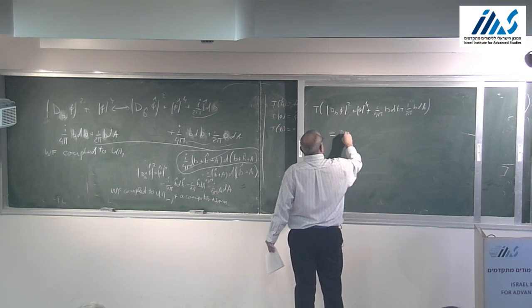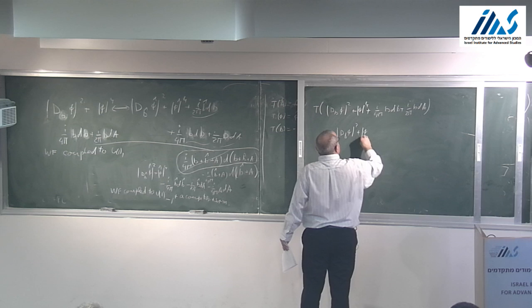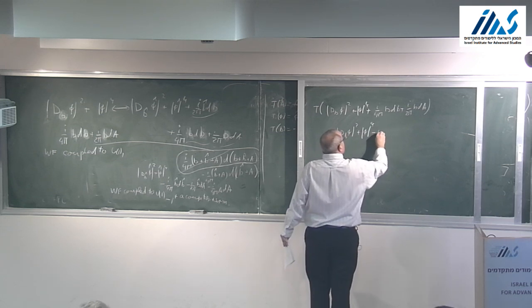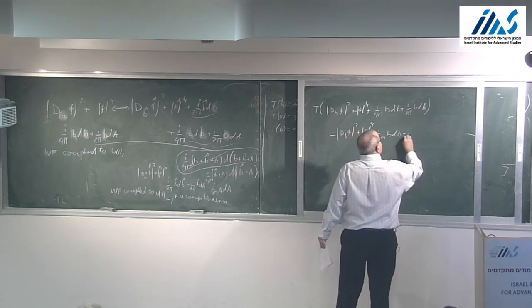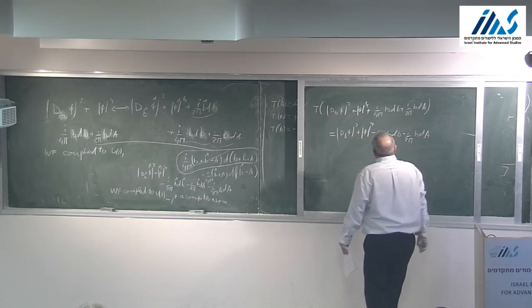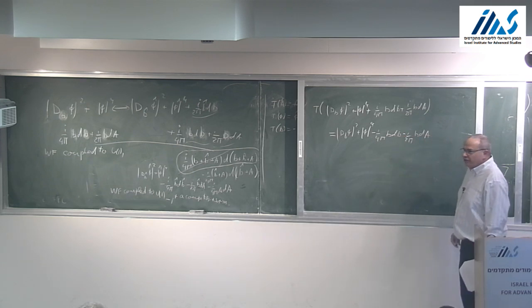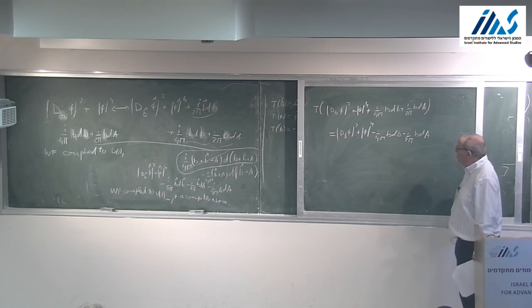Now |D_B phi|^2 plus |phi|^4 minus i over 4 pi B dB minus i over 2 pi B dA. Right, I just acted with time reversal in an obvious way. Here, I just reversed the orientation.